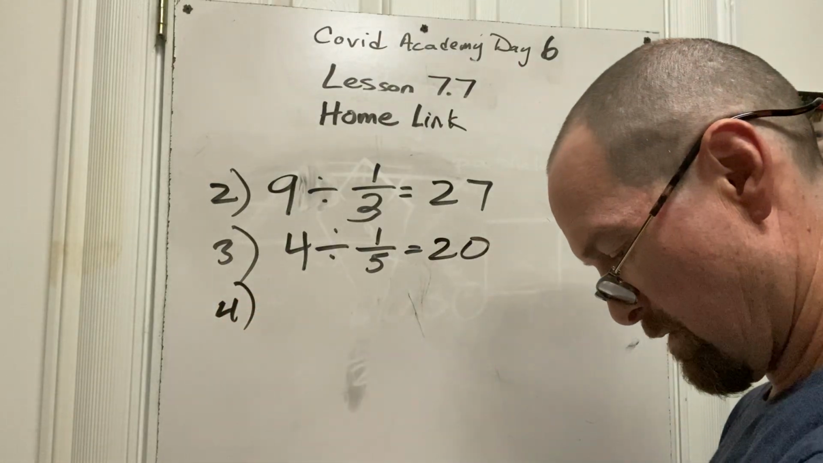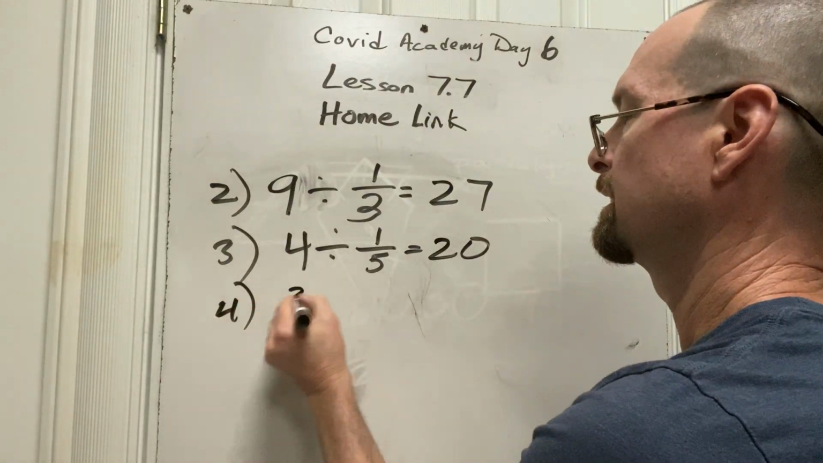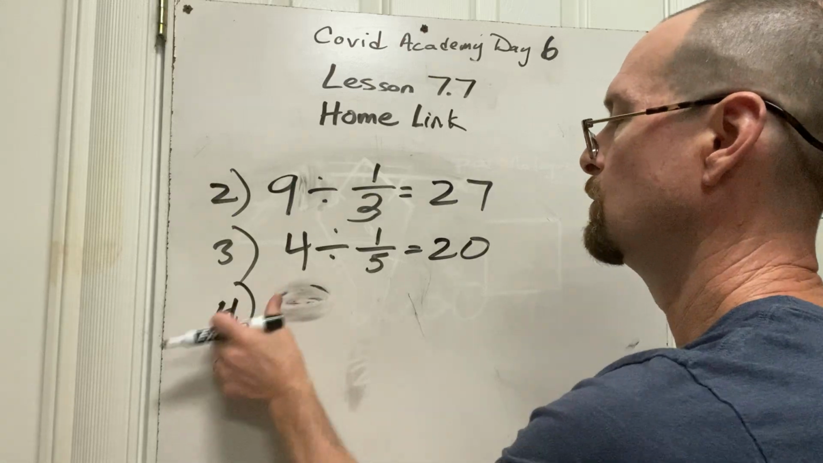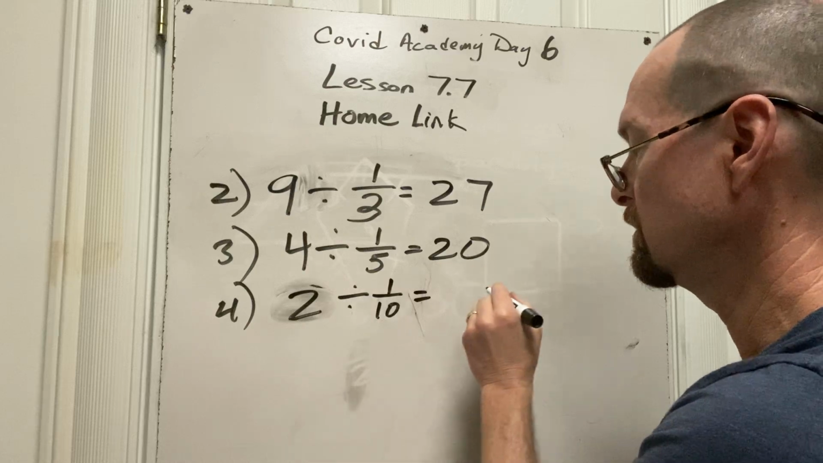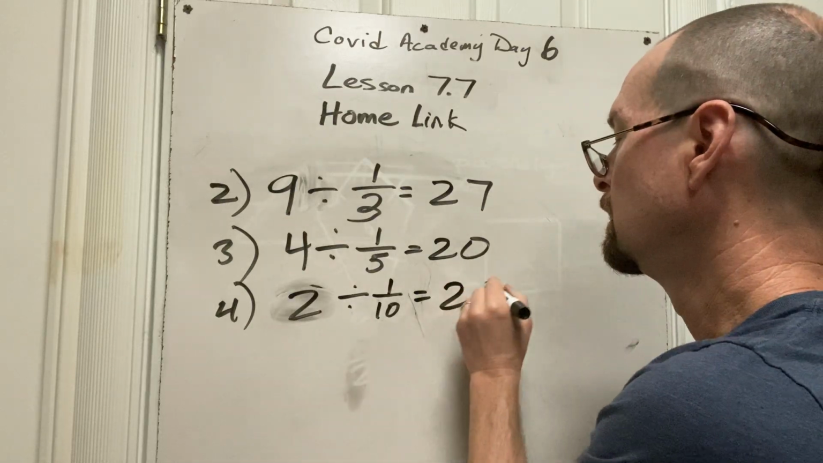All right, moving on. 2 divided by 1/10. Now, wait a minute. Whoa. 2 divided by 1/10. How many tenths are there in 2? That's going to be 20.